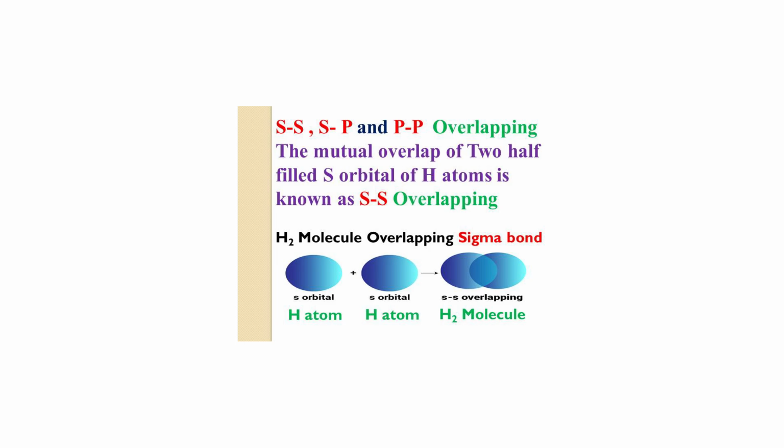What is SS overlapping? Give an example. The mutual overlap of two half-filled orbitals of hydrogen atoms is known as SS overlapping. That is, in the hydrogen molecule, one hydrogen atom overlaps with another hydrogen atom. What is the direction of the bond? Along the internuclear axis. Such a bond is known as a sigma bond.